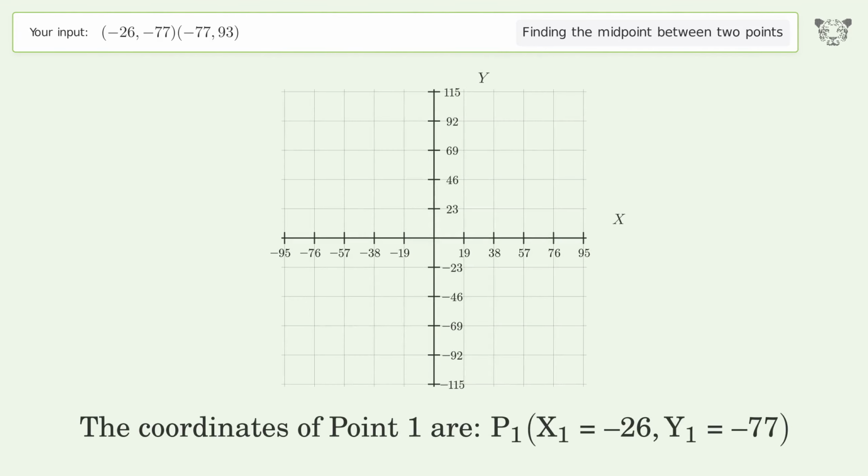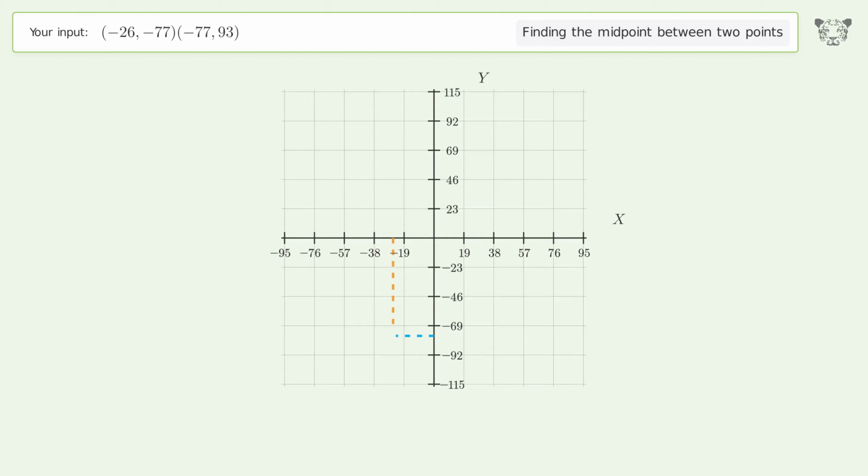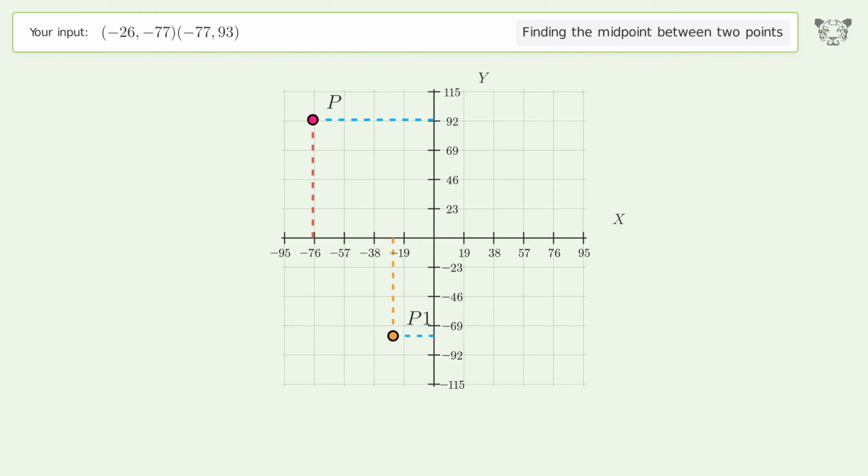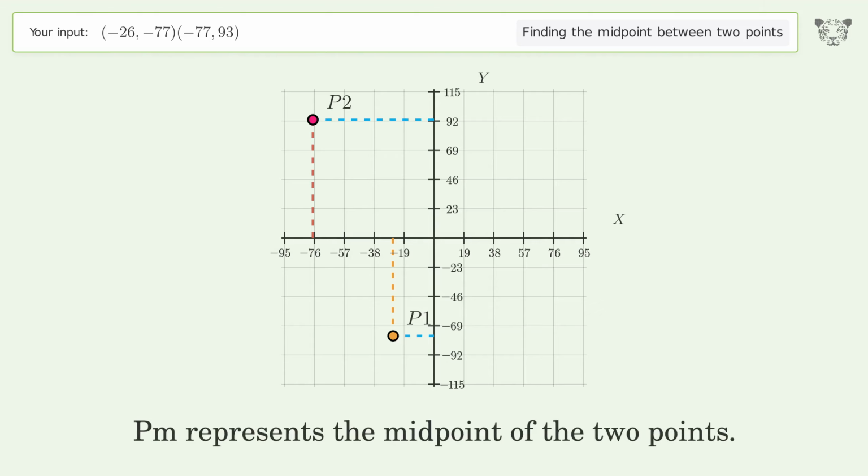The coordinates of point 1 are, x1 equals negative 26, y1 equals negative 77. The coordinates of point 2 are, x2 equals negative 77, y2 equals 93. PM represents the midpoint of the 2 points.